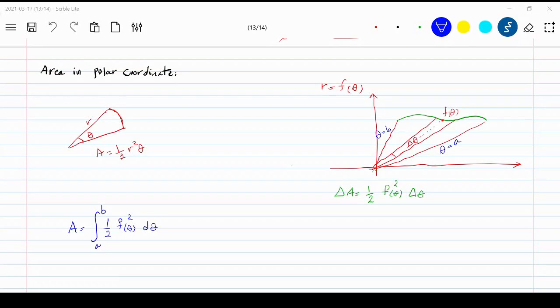Welcome back, everybody. Today we're going to start talking about area and arc length in polar coordinates. So let's first focus on area.